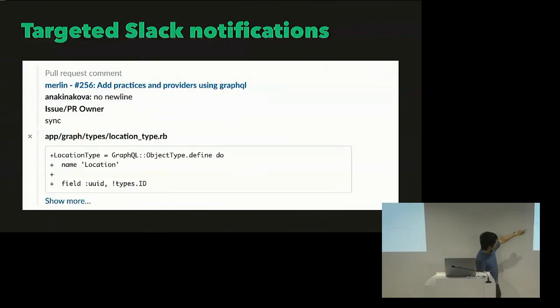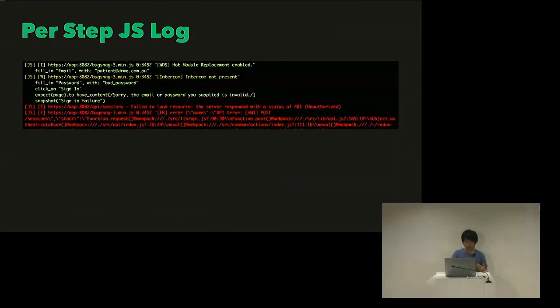You can comment on a line, and then it'll give you a bit of the output of where they commented around, which is nice. So again, less having to go to GitHub. And the per-step JavaScript log looks like this. After every line, it grabs the current log. So you can see there's a warning printed after that line and so forth. You can see all the errors closer to what may have caused them, which is a definite win.